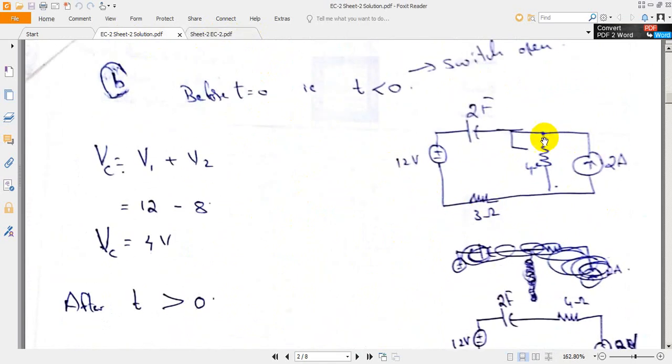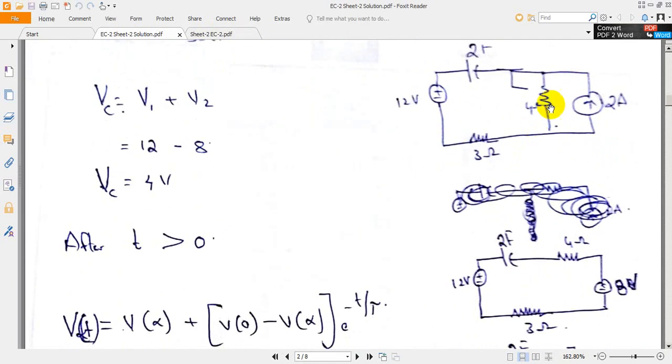Now simply what we can do is replace this using current source transformation. We can replace this with 4 ohms and 8 volts. Is it right? The voltage value will be current into 4 ohms. You can write it as 8 volts, 4 ohms and 3 ohms. Now under this condition, the voltage across this capacitor will be 12 volts minus 8 volts.